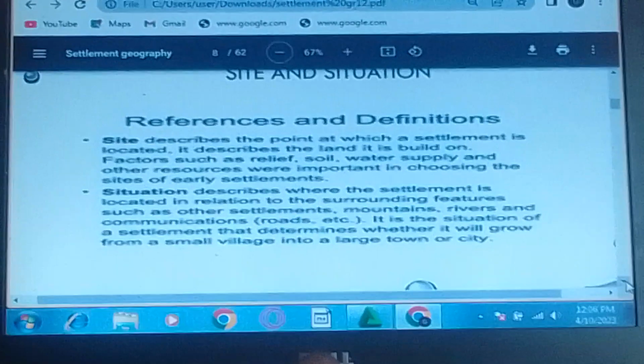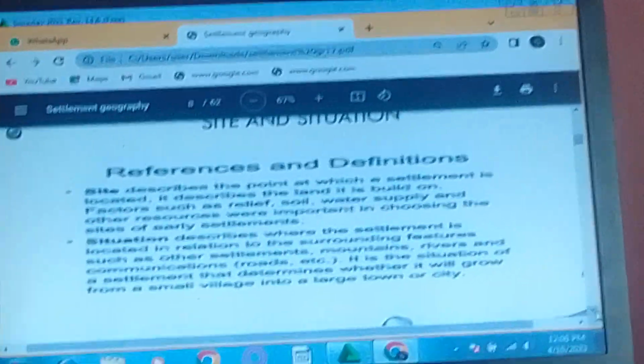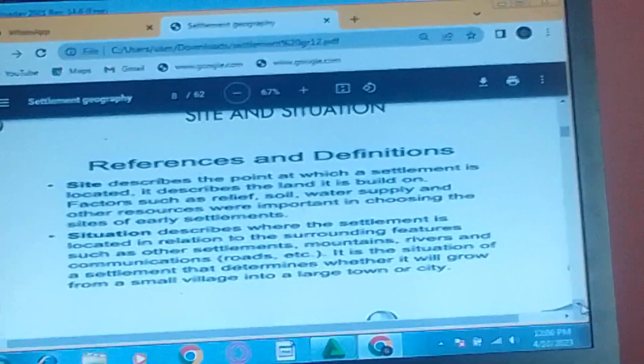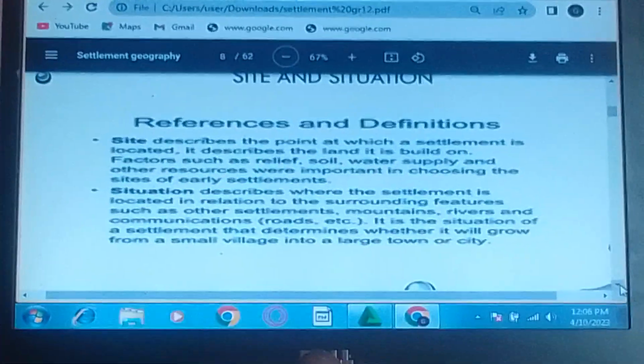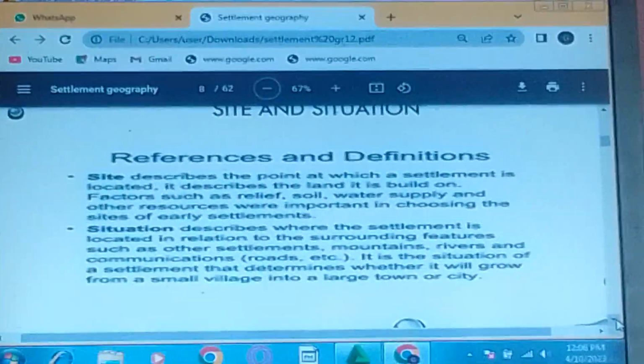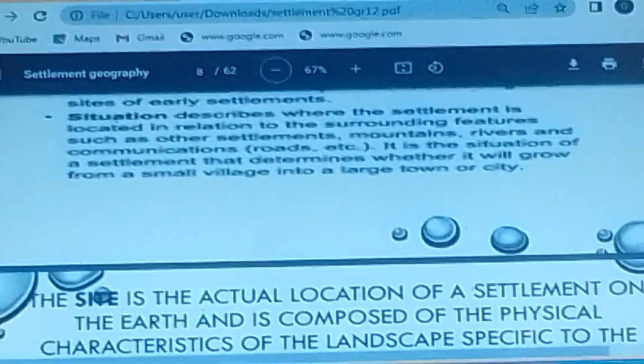Situation describes where a settlement is located in relation to its surroundings, the features that are around. Mountains, rivers, for example, if I talk about Hicks River settlement, I'm talking about a settlement obviously close to a river. So that would be the site and situation of a settlement.